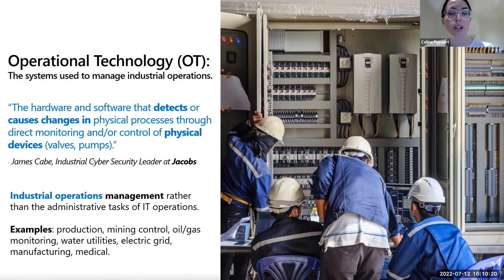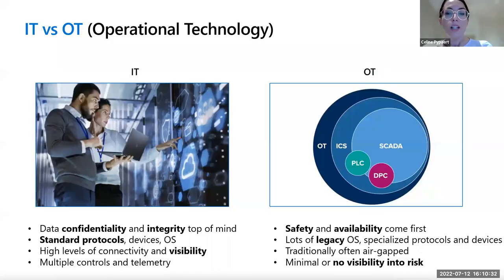So examples are production, manufacturing, water utilities, mining control, oil and gas refining and monitoring, the electric grid, and medical uses as well. The reason why I focus especially on IT and OT here is because there are still a lot of differences. There are different priorities between the two, and traditionally they can be quite siloed. So in summary, OT has quite different priorities and requirements.